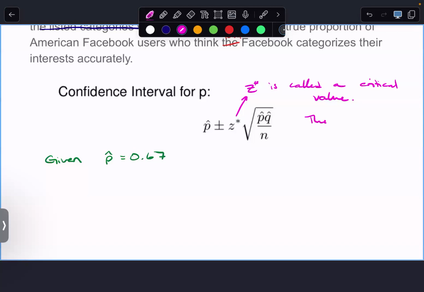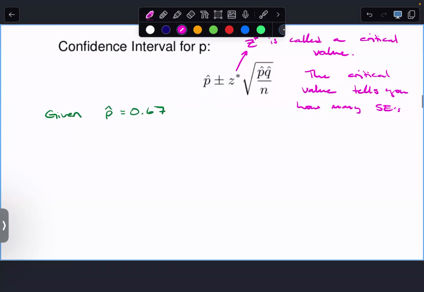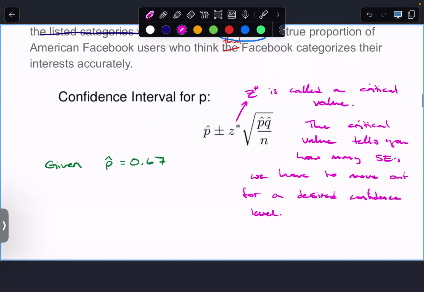So the critical value, can I say tells you? It's not very official. Tells you how many standard errors we have to move out from P hat for a desired confidence level. Okay, kind of cryptic for now. Maybe, maybe not.